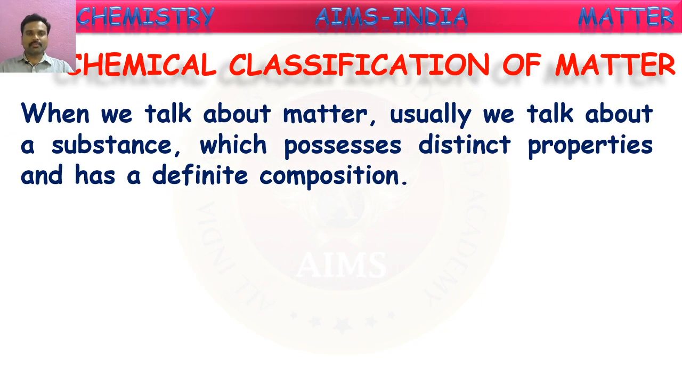When we talk about matter, usually we talk about a substance which possesses distinct properties and has a definite composition. Based upon the composition, we say different types of matter. All matter has a special composition. Composition is the type of particles present in them. Every matter has a special kind of particles in it.